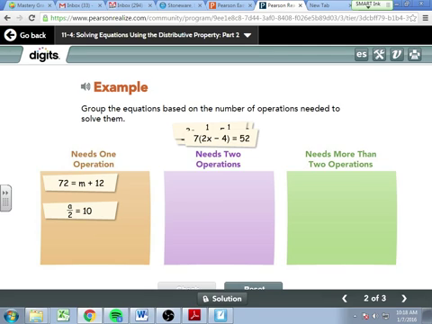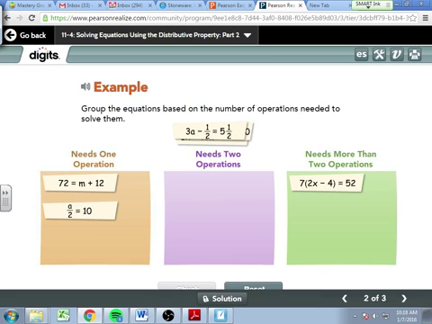Now, Shahid, what about this one? What would be your process? What would you do first? You would have to multiply the 7 by... So more specifically, what do we call that multiplication? We'd have to distribute, then we'd have to add, then divide. Yeah, so we'd have to distribute, add, then divide. So we need more than 2 operations. Specifically, we can do it in 3.